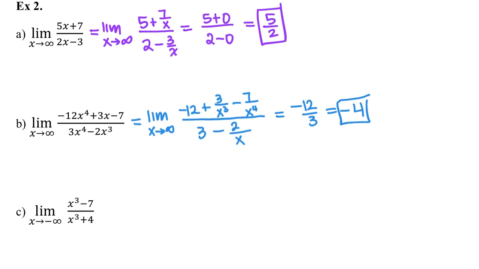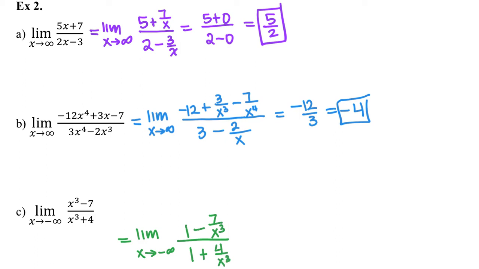Okay, again, if I tried to plug infinity in the top and bottom, or this is negative infinity, I would get like negative infinity cubed minus 7, negative infinity cubed plus 4, indeterminate. Okay, so if I look at the leading term on either the top or the bottom, I'm going to divide everything by x cubed. If I divide everything by x cubed in the numerator and denominator, I get 1 minus 7 divided by x cubed, 1 plus 4 divided by x cubed.